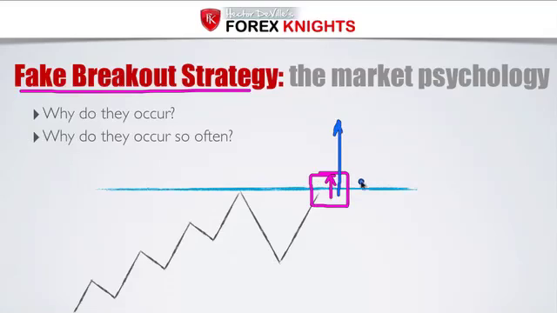But on the other hand, if fear becomes the predominant market sentiment, we are going to go through a fake breakout situation. All right, that's why I wanted to run through that little quick introduction. I hope you don't mind. At any rate, we are through with that.